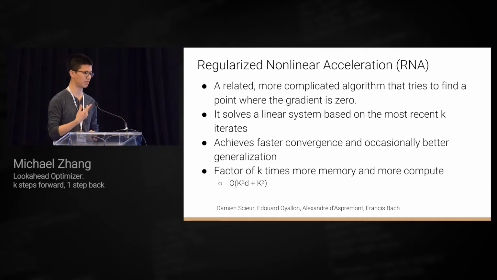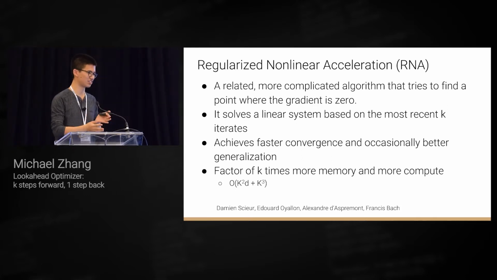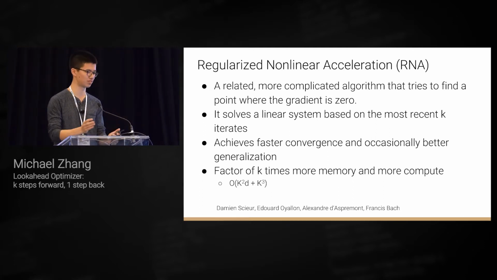One other related paper is regularized nonlinear acceleration. The idea behind this paper is you're also doing some sort of look ahead by taking different steps forward. Roughly speaking, the point you want to find is a point where the gradient is 0, because that corresponds to a local minimum or a saddle point, which is not as good. They try to approximate this by looking at the most recent k iterates and the difference between them, which is a proxy for the gradient.